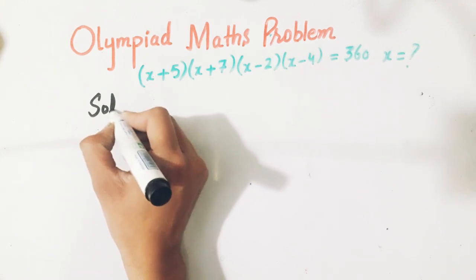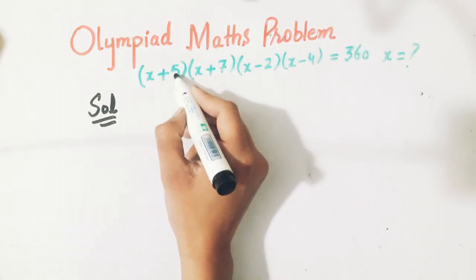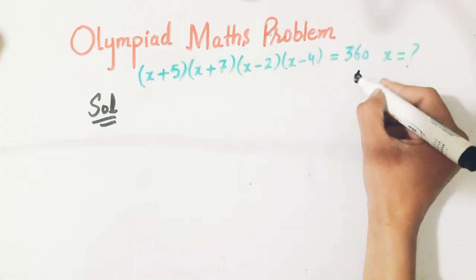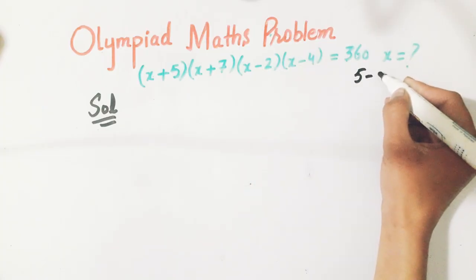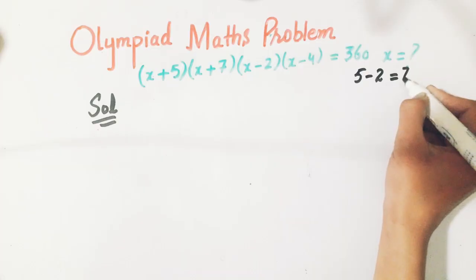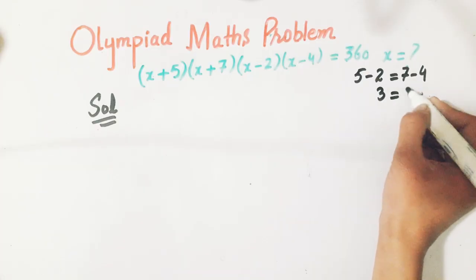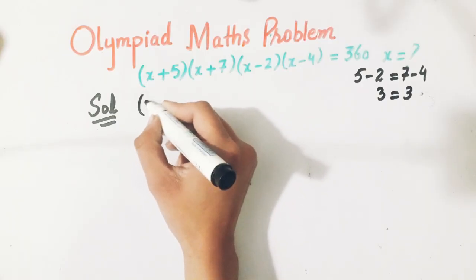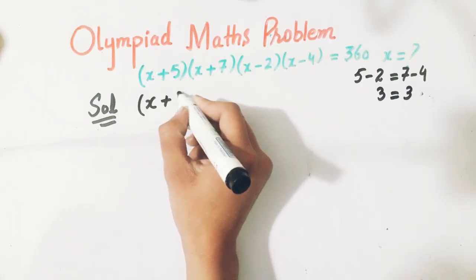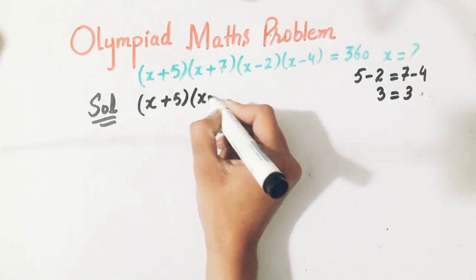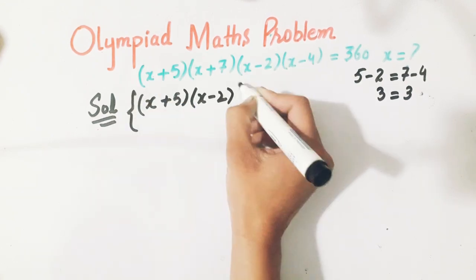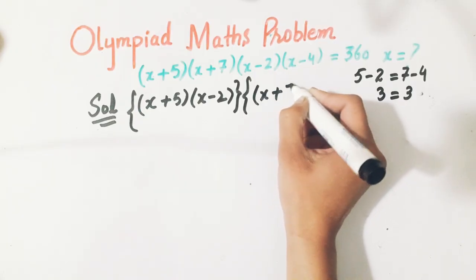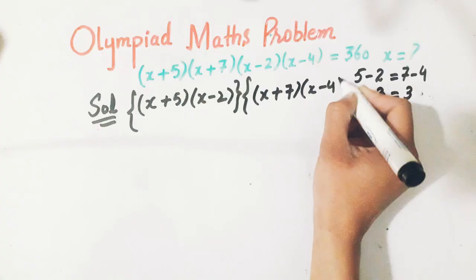We know that 5 minus 2 is 3 and 7 minus 4 is 3, so we will combine these factors. 5 minus 2 and 7 minus 4 are both equal to 3. That's why we will combine as, first we take x plus 5 and x minus 2, write them in the same bracket, then write x plus 7 and x minus 4.